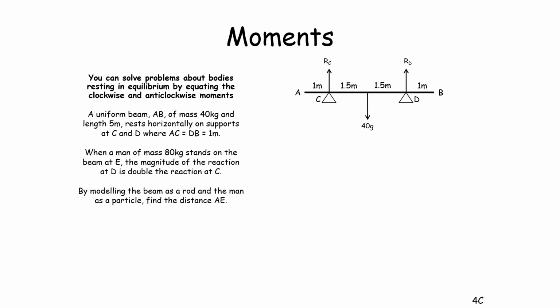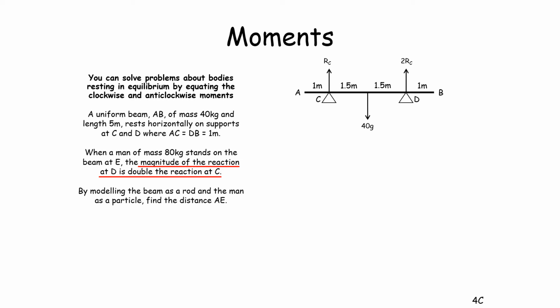Let's see what the next part of the information says. We are told the magnitude of the normal reaction at D is double the reaction at C. So I could simply replace RD with 2 lots of RC, because that's given in the question.